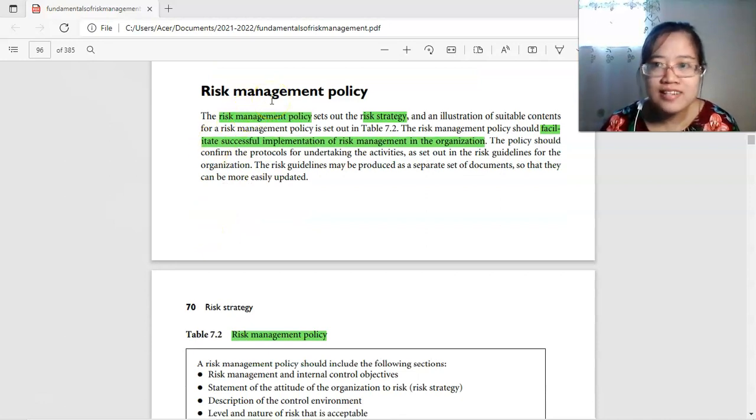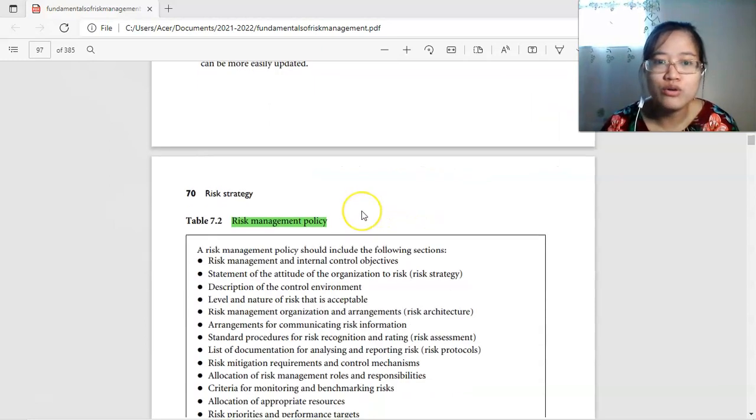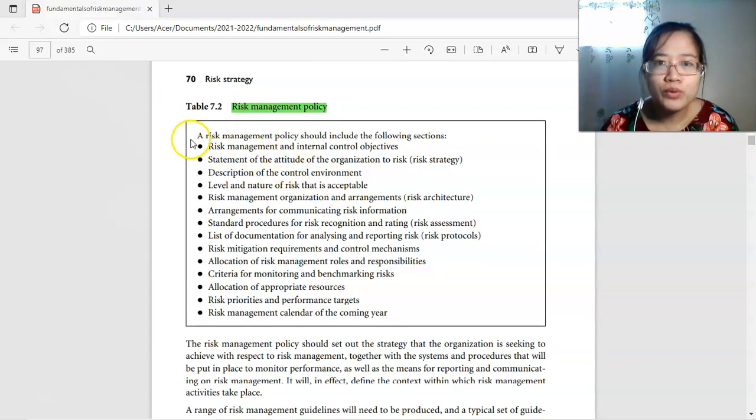Yung risk management policy, ito yung main point talaga itong video. Risk management policy sets out the risk strategy, should facilitate successful implementation of risk management in the organization. Okay? So, kumbaga, parang manual. You have to make a formally written procedures, guidelines on how the company is going to deal with the different types of risk. Okay? Ito yung components ng risk management policy.